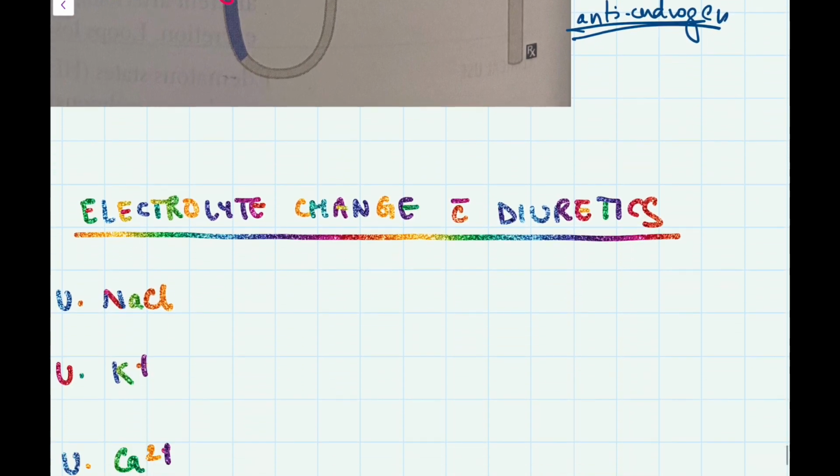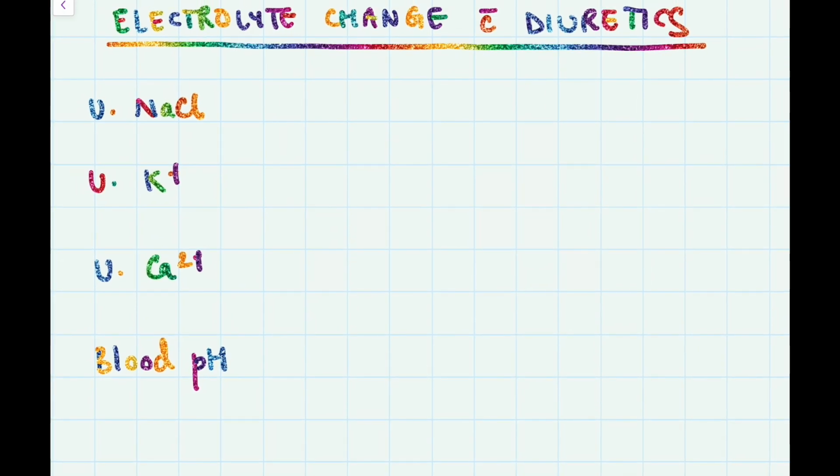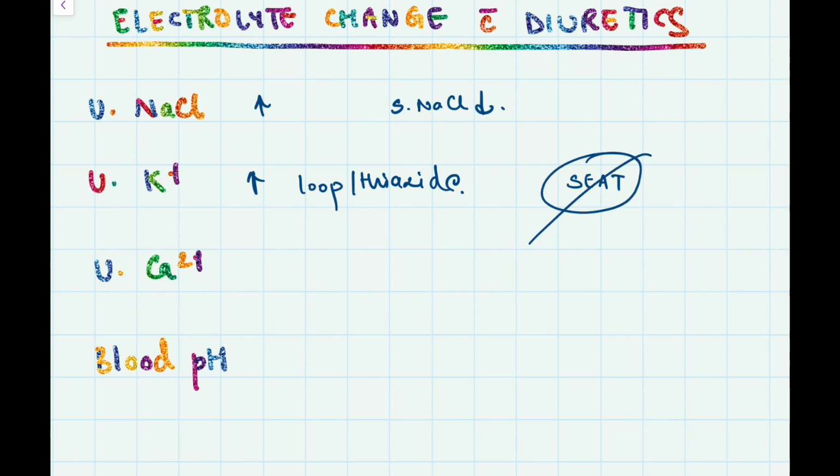Then a very important point to note is what are the electrolyte changes that occur with the diuretics. First, the urine sodium chloride increases with all the diuretics, right? As a result, the serum sodium chloride decreases. The urine potassium increases, especially with loop diuretics and the thiazide diuretics, while in potassium sparing diuretics like spironolactone and eplerenone, amiloride and triamterene, that is the CEAT diuretics, this effect would not be seen. Urine calcium is increased with loop diuretics, right, because it causes hypercalciuria.